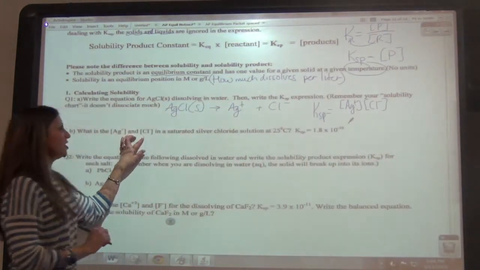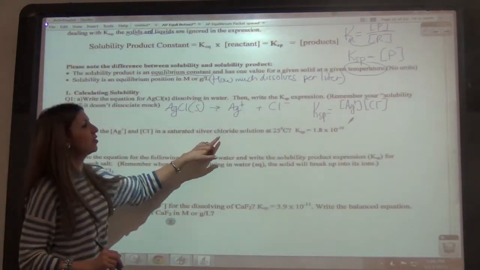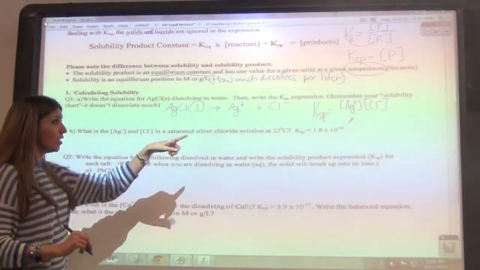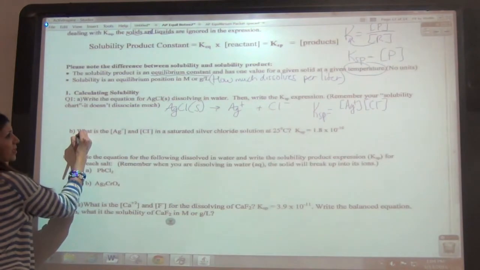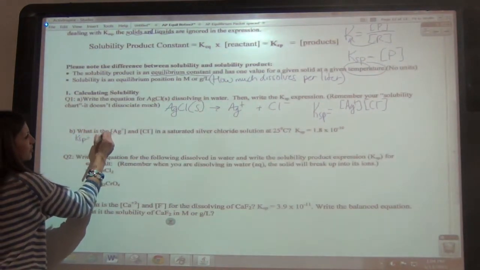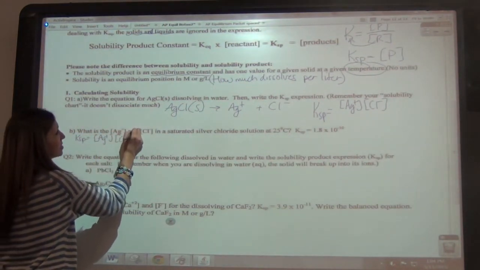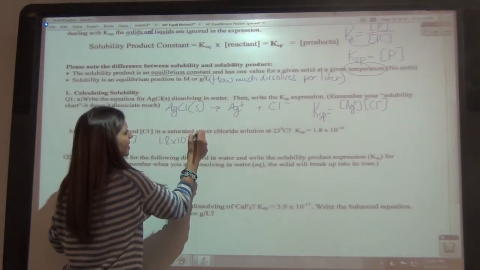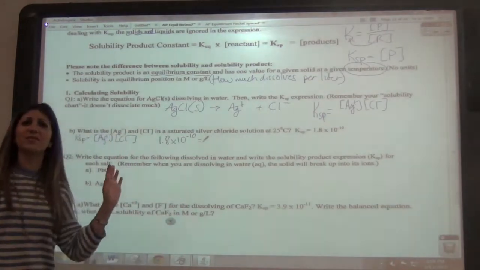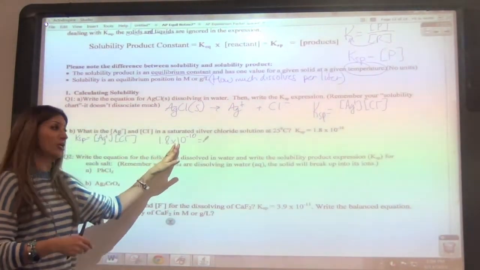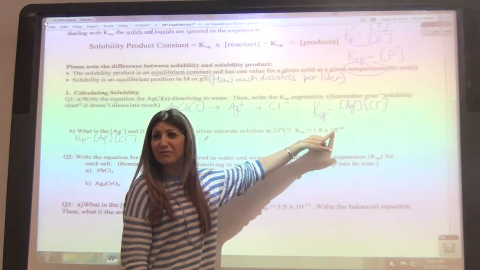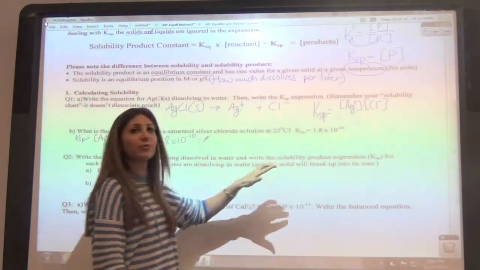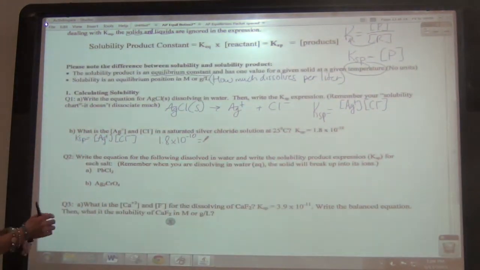What is the concentration of Ag plus and Cl minus in a saturated silver chloride solution at 25 degrees Celsius? And they're giving us the Ksp value. So we know that our Ksp is equal to the concentration of Ag plus times Cl minus, and they're saying that it's 1.8 times 10 to the negative 10. No units, same as last time, no units. It's just telling us which direction it's favoring. By the way, 10 to the negative 10th, what's that favoring? Reactants. Reactants by a lot, right? That's a really, really small number, so we're really favoring the reactants here.